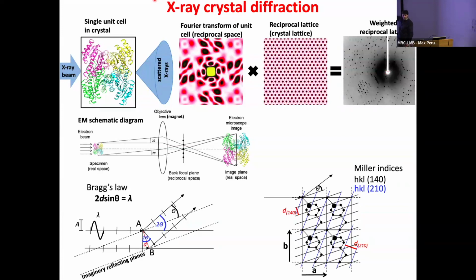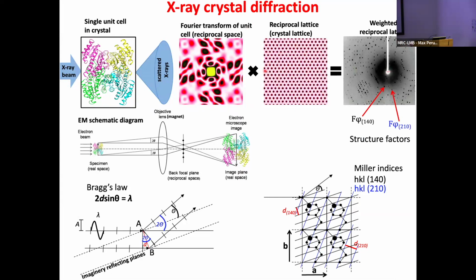This is what you collect. Every time you collect data, this is the image you always see. So what you see is a weighted reciprocal lattice. That's why if you collect 360 degrees, or 180, whatever you need, you'll be able to collect the whole molecule. And each of these spots is called a structure factor. Each structure factor will have an intensity. You need to remember this for the next slide when we do the data processing.